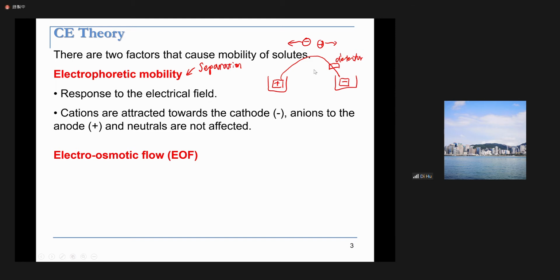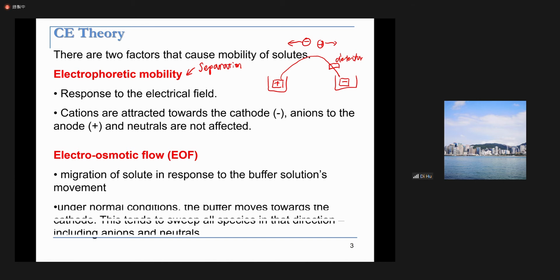But how about neutral compounds? The neutral compound has no charge, so it's not affected at all. Then how can the neutral compound move? Do the anions and cations move in opposite directions while the neutral compound just remains there, not moving? No. Remember, in CE, everything, whether it's a cation, anion, or neutral compound, goes to the detector side. That is caused by electro-osmotic flow.